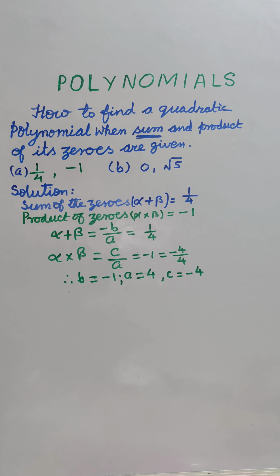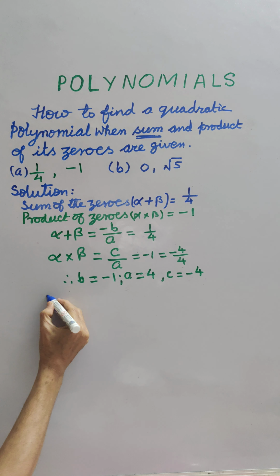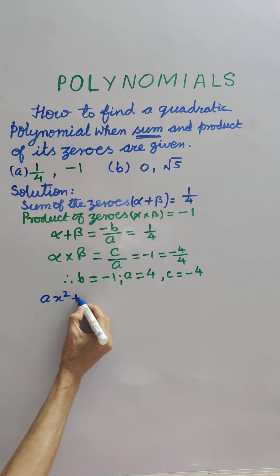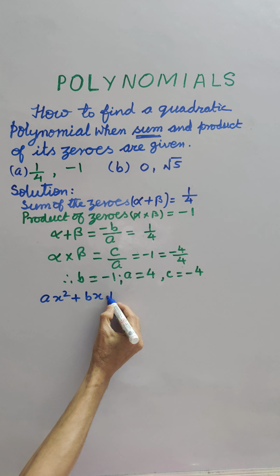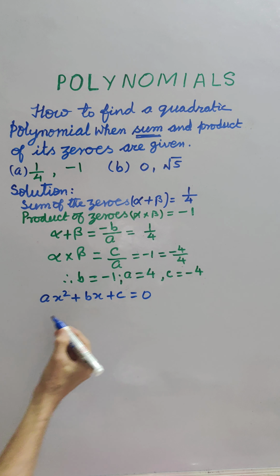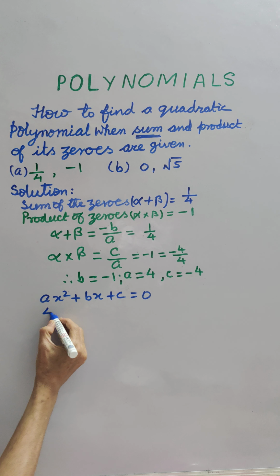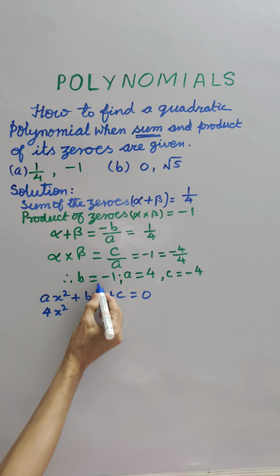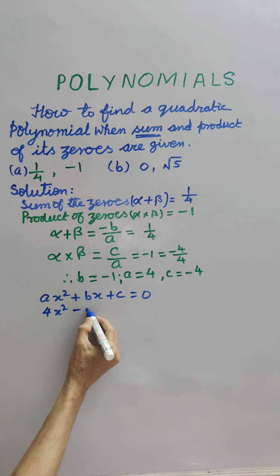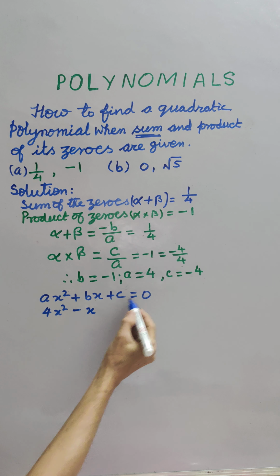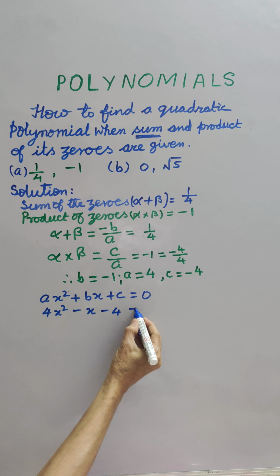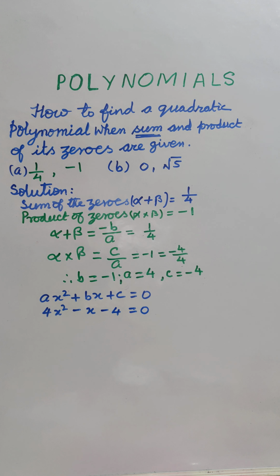And we have the general quadratic equation ax square plus bx plus c is equal to 0. Substituting the values of a, b and c, a is 4, so the equation will be 4x square minus x minus 4 is equal to 0. This is the other way.